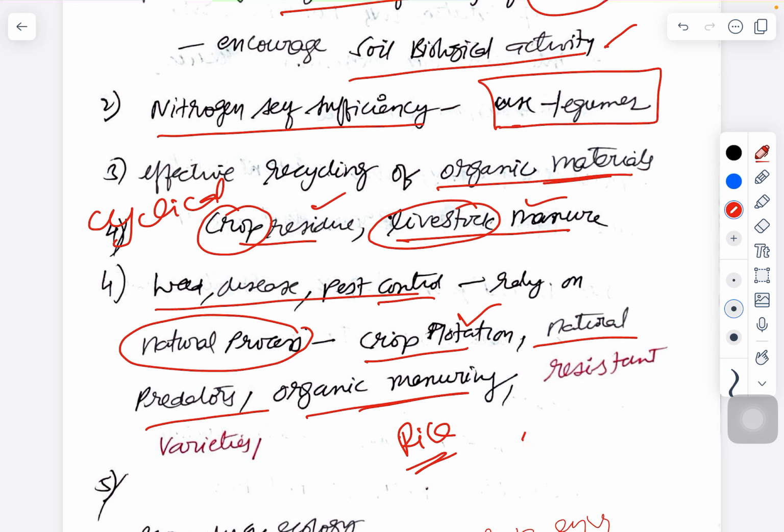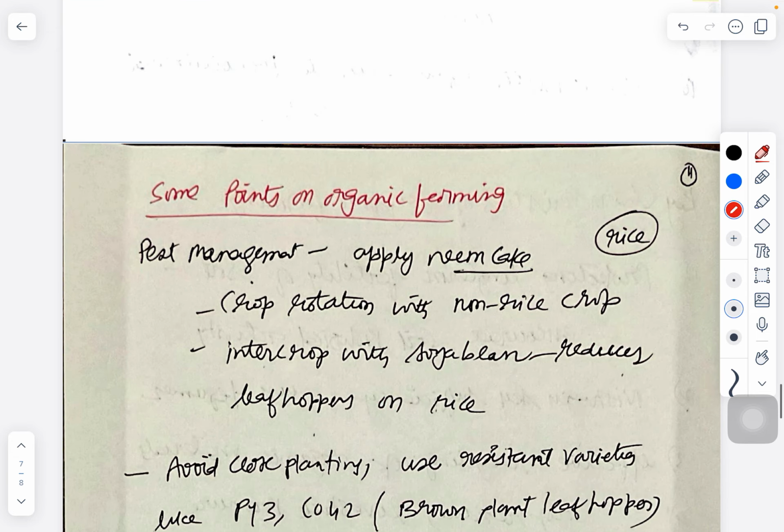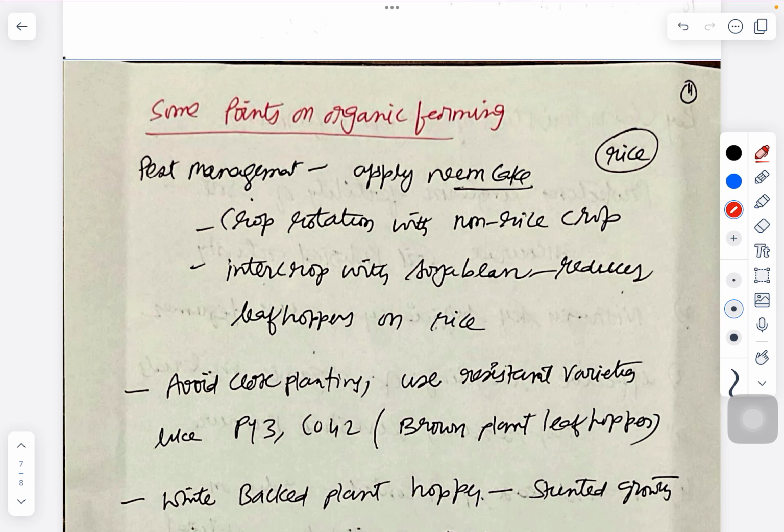Organic farming will not be using GM crops or transgenic crops, in the sense that resistant varieties will be reused. Even if you take the example of organic farming in rice, to my understanding some fertilizers will definitely be used in rice cultivation.